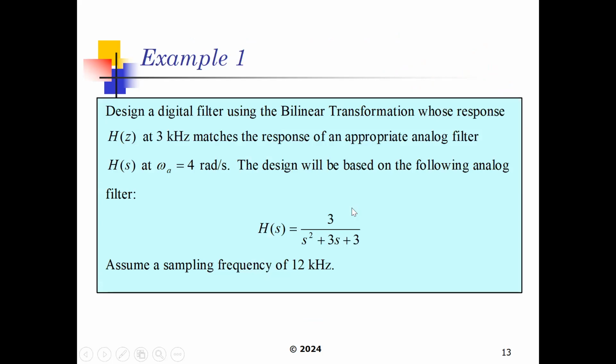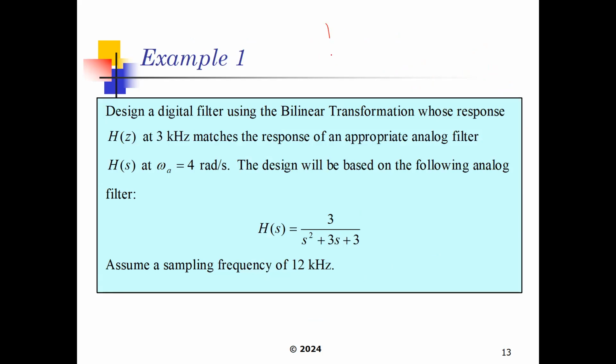Good. So here's a little problem. Design a digital filter using this approach, bilinear response, whose response at 3 kilohertz matches the response of an appropriate analog filter, HS, at 4 radians per second. The design will be based on this particular filter here. And we are assuming a sampling frequency of 12 kilohertz.